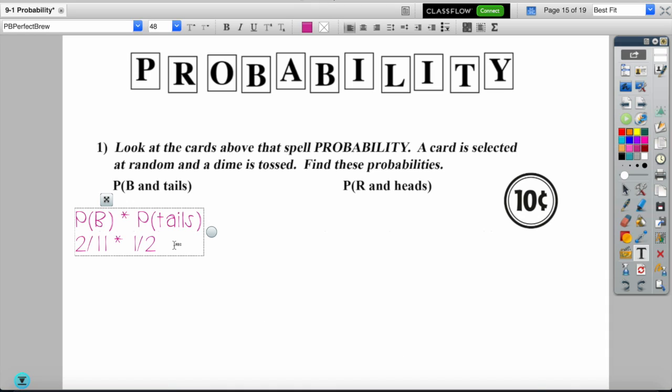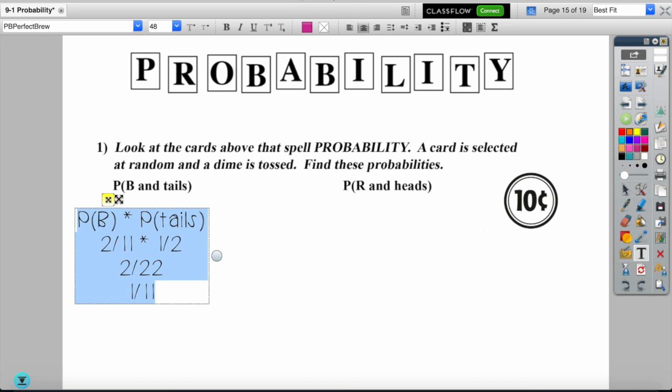So what do you do with those two probabilities? You multiply them. 2 elevenths times 1/2, and you multiply straight across when you're multiplying fractions. So that's going to be 2 over 22, which does reduce down to 1 over 11. And that's our probability. The probability of picking the B card and flipping a tail is going to be equal to 1 over 11.